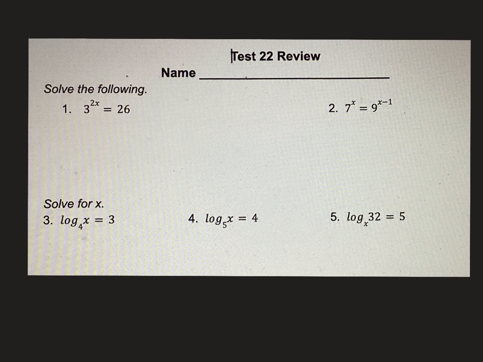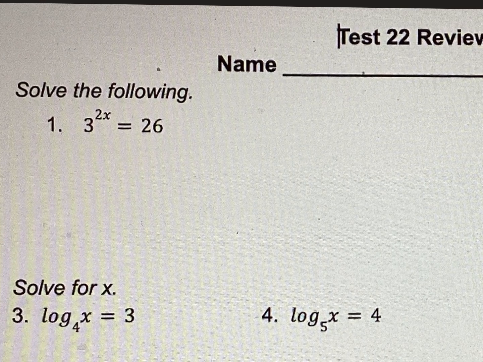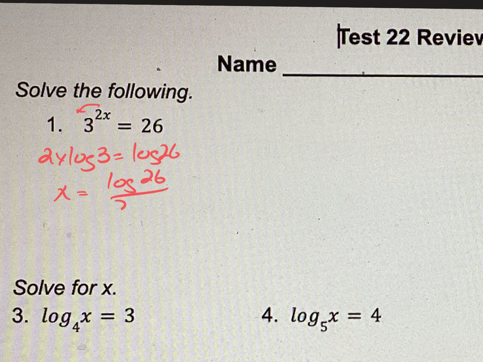All right, guys, let's knock out this test 22 review. Number 1 and 2 are to solve exponential equations, which means you got to log both sides. So remember, the exponent goes in the front. And with the 2x in front of the log 3 equals log 26, I'm going to divide both sides by log 26 over 2 log 3.